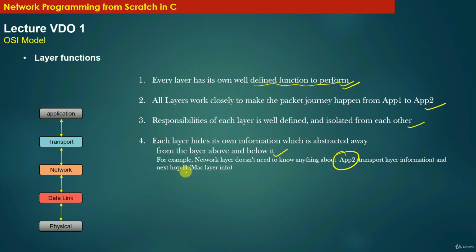Also, the network layer does not know anything about the MAC layer info of the next hop. To illustrate this, the network layer knows that the next hop machine is B, but what is the MAC address of machine B? That information the network layer does not know. The network layer relies on the data link layer to know the MAC address of machine B. Now when you learn L3 routing and L2 routing combined together, you will know why you would need the MAC layer information of the next hop machine.